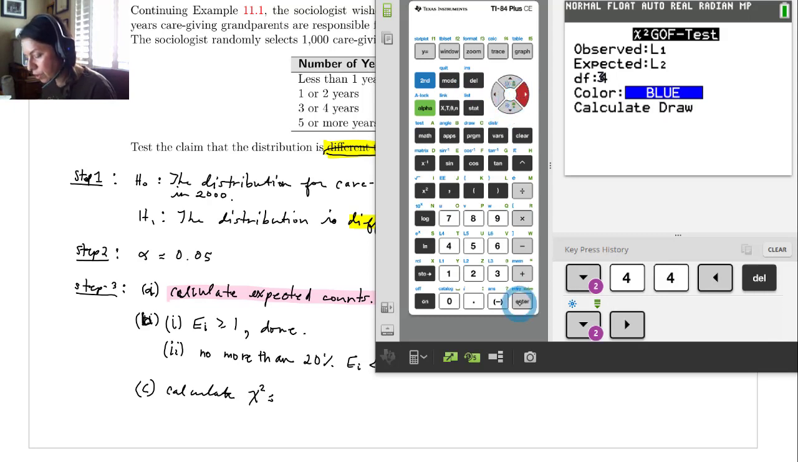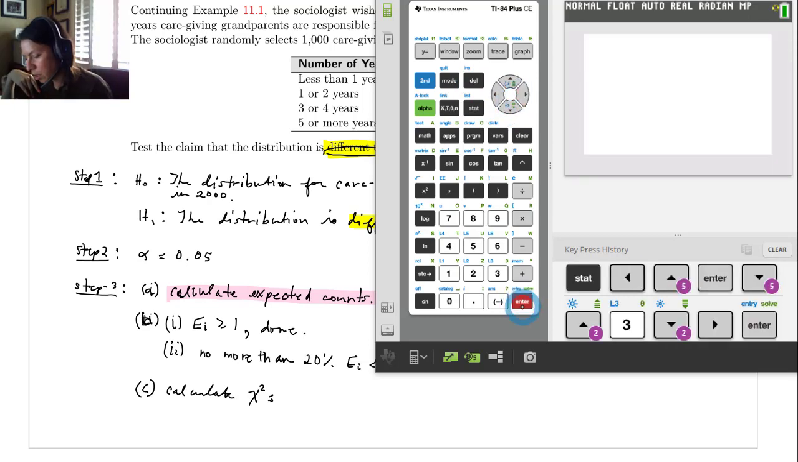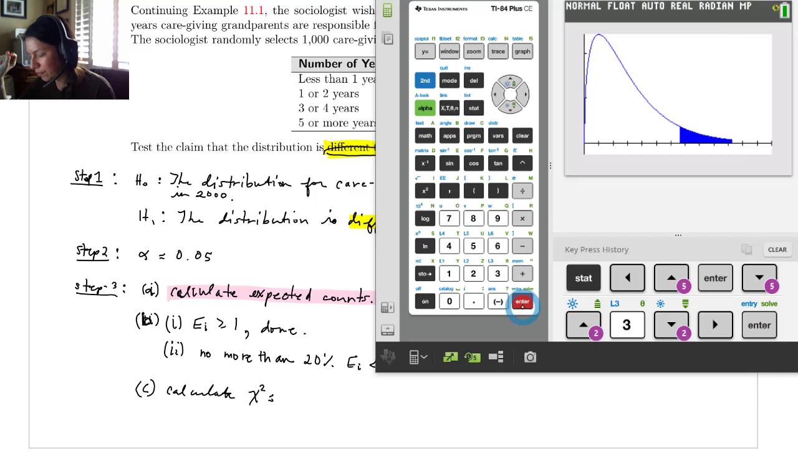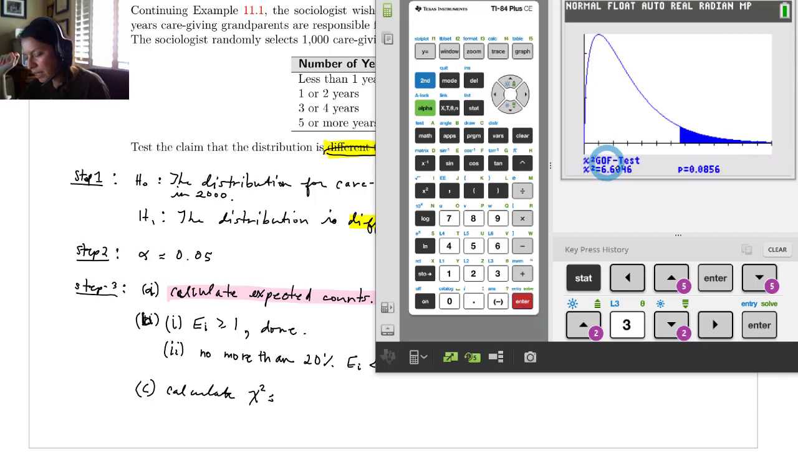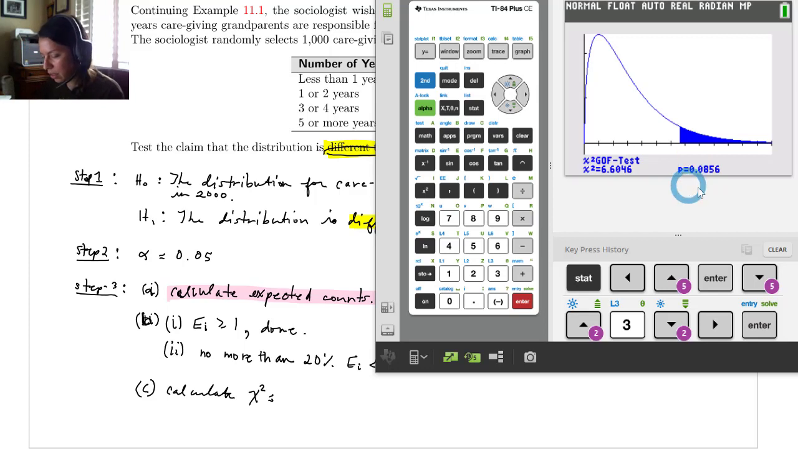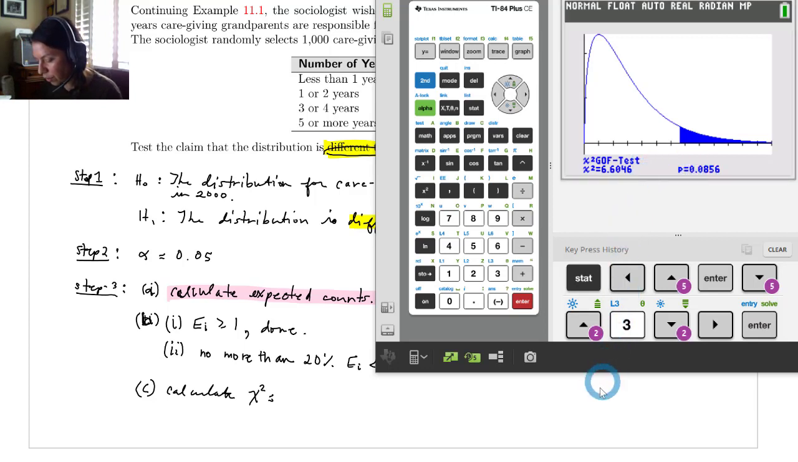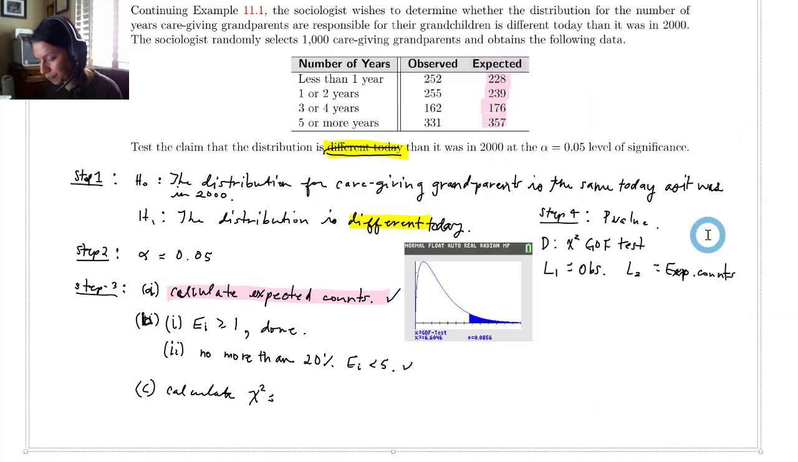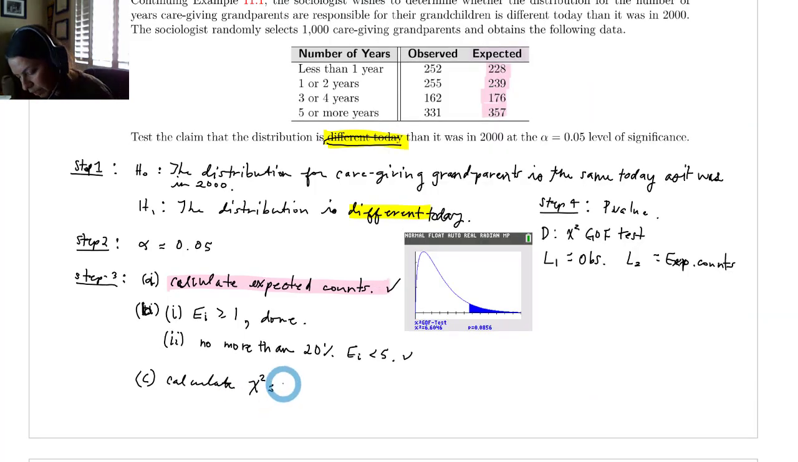Okay, so the first thing we could do is draw it. And we can see that it's skewed right. And it gives us the test statistic and the p-value. So let me drag this over. Okay, so the test statistic would be 6.6046, and the p-value is equal to 0.0856, and our alpha was 0.05.